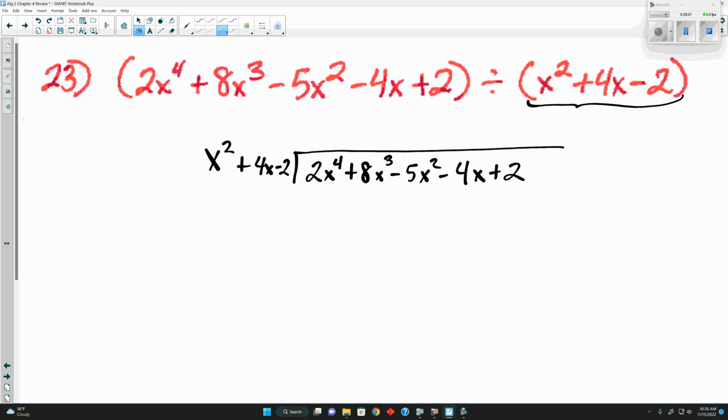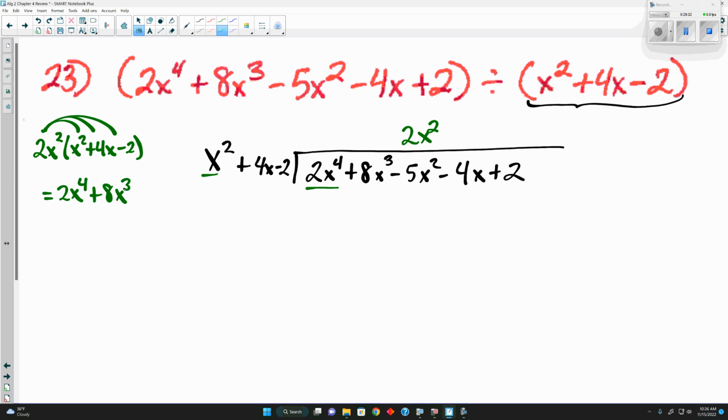And we'll get this set up. Now the first main question is what times x squared gives us 2x to the 4th? Well, that's going to be 2x squared. And we'll multiply it off to the side: 2x squared times x squared plus 4x minus 2. When we distribute this, 2x squared times x squared is 2x to the 4th, which does match up. 2x squared times 4x is going to be plus 8x cubed. And 2x squared times negative 2 is negative 4x squared.